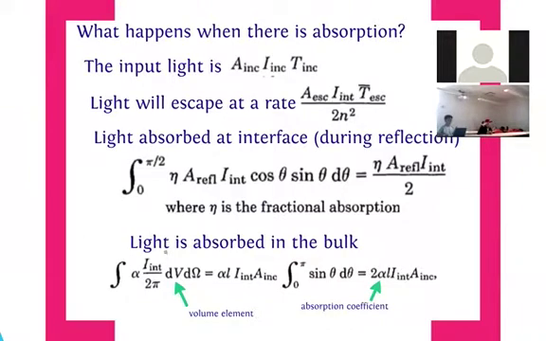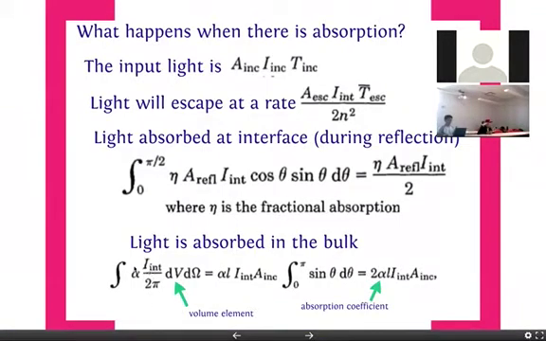We should also be aware of light absorbed in the bulk, the light that gets absorbed inside the material itself. To compute that, you do an integral with alpha, the absorption coefficient, multiplied by the internal intensity divided by 2 pi, over the volume element. You integrate over the volume inside the bulk and the solid angle. The solid angle integral is the same as before, so you do the same kind of thing.